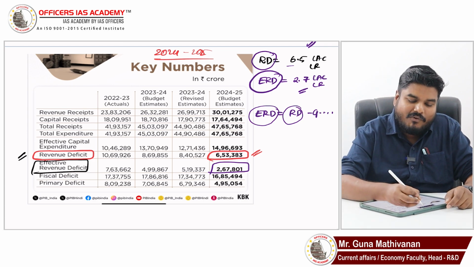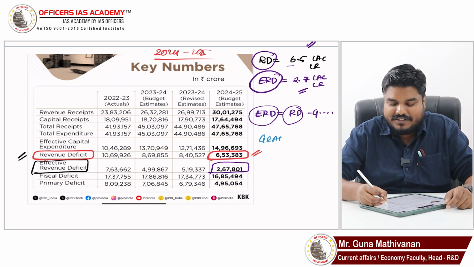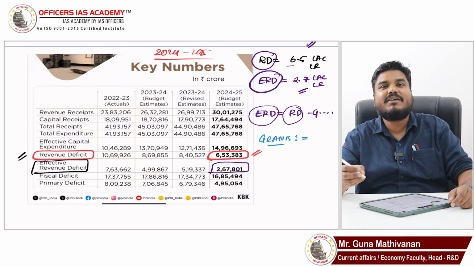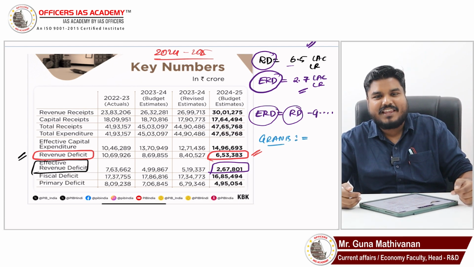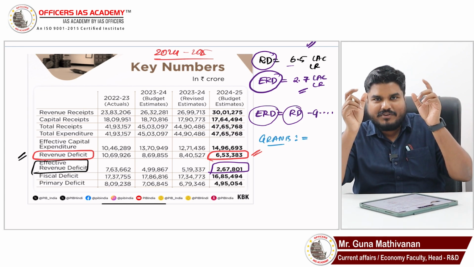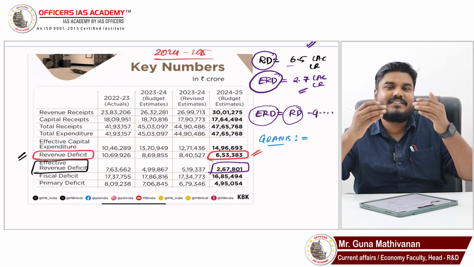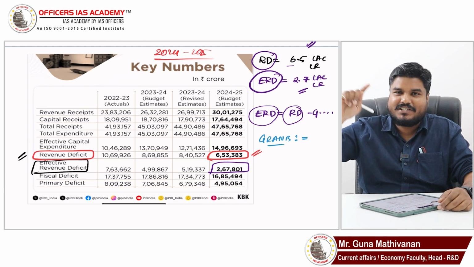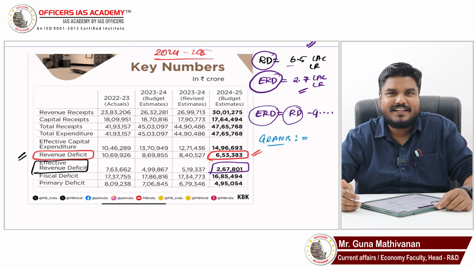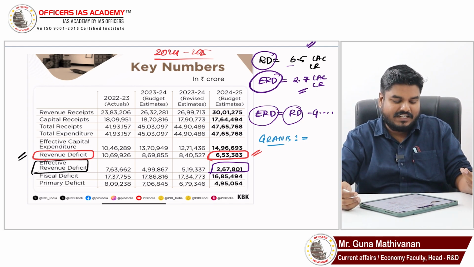Now you tell me what is the grants given by the government. So what is the grants amount given by the government? Give in the comment section. In the comment section tell me, sir, this is the amount of grants which government is going to give to the states that is going to result in formation of assets. Okay. I hope you got some clarity on this effective revenue deficit.